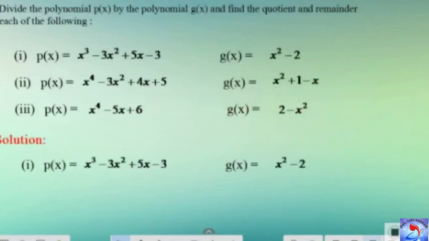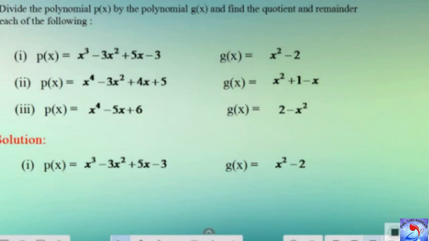Here is the first problem for you all. Divide the polynomial p of x by the polynomial g of x and find the quotient and remainder in each of the following. Here we have three subdivisions for your p of x and g of x. Let's solve the first subdivision now.